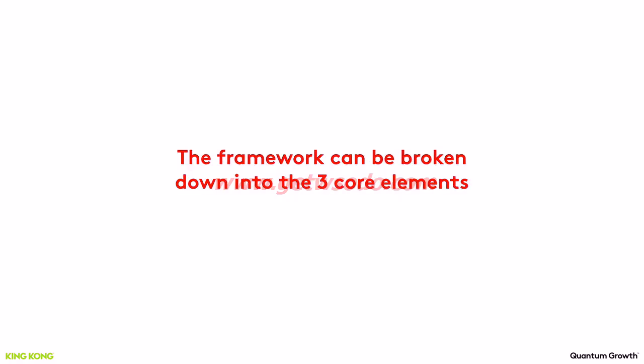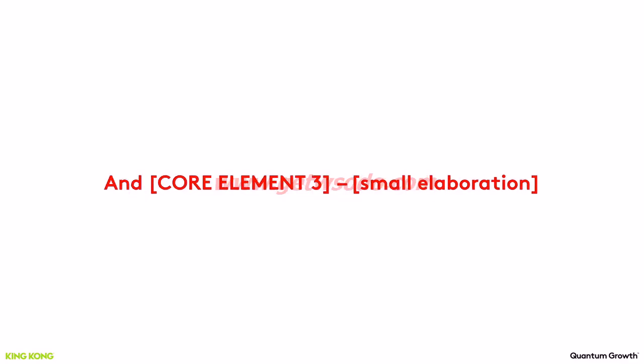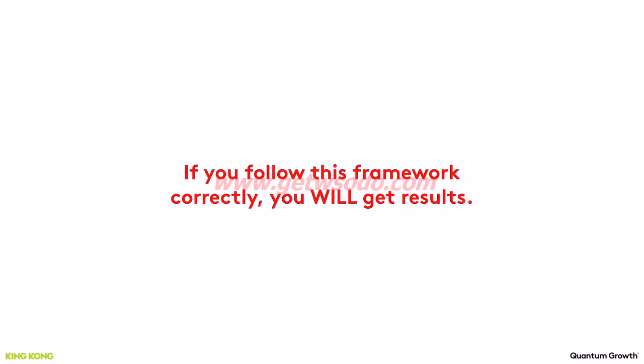Here's how. The framework can be broken down into three core elements. Core element number one, with a very small elaboration on it. We're not diving into great detail. This is not the content delivery part. Core element number two, small elaboration on that. And finally, core element number three, and then go on to explain that a little bit. If you follow this framework correctly, you will get results.